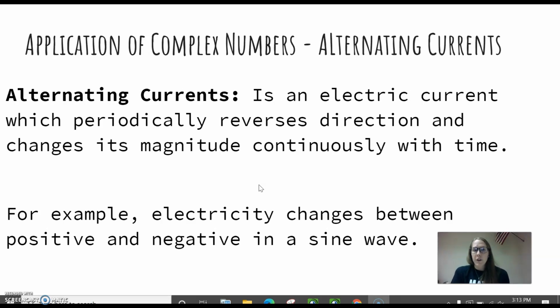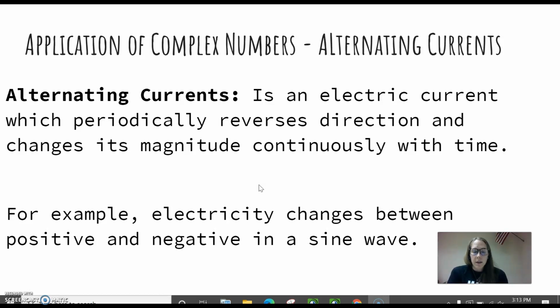Okay, so then we introduce what alternating currents are with students. Alternating current is an electric current which periodically reverses direction and changes its magnitude continuously with time. So right there from that definition, that tells us that having to deal with direction and magnitude, we need different dimensions when dealing with numbers. We can get by with just using our real numbers, but when we involve some complex numbers, some of our calculations become a little bit easier to work with. For example, electricity changes between positive and negative in a sine wave.